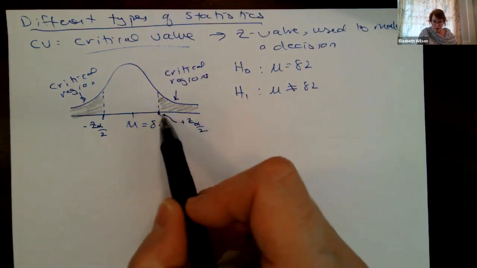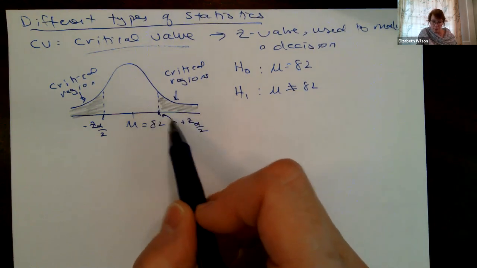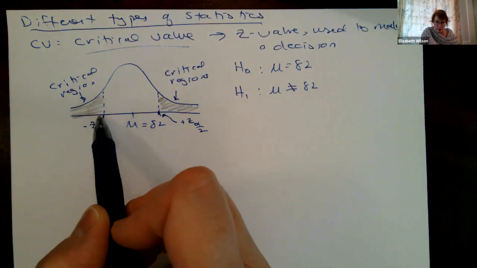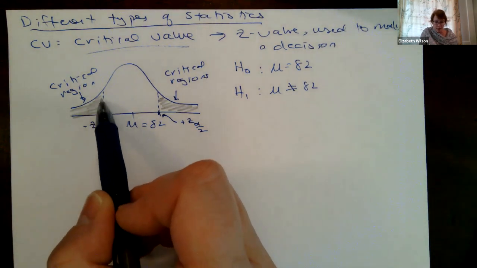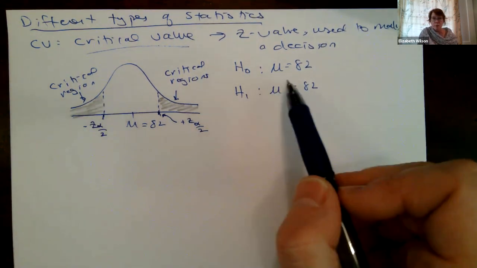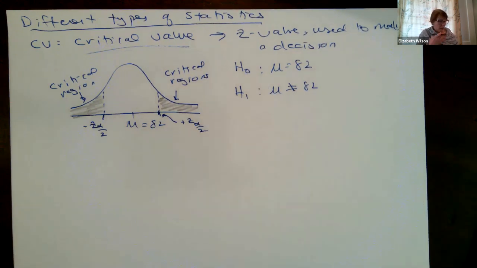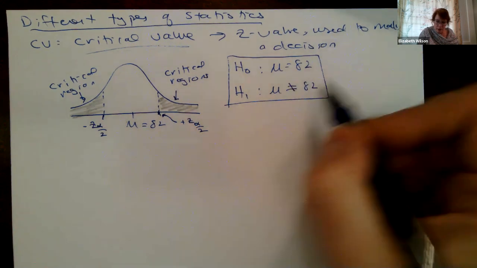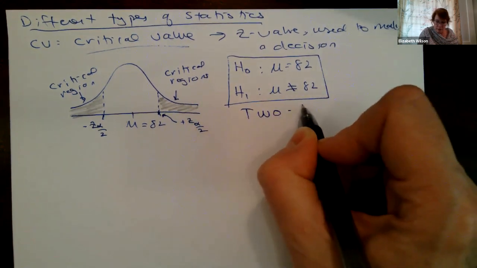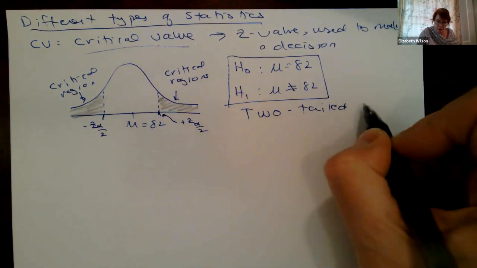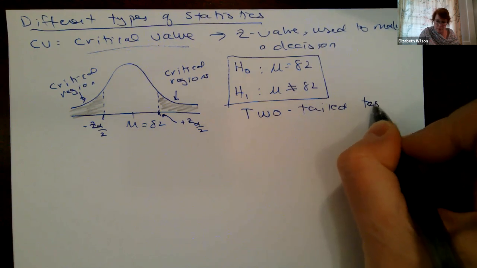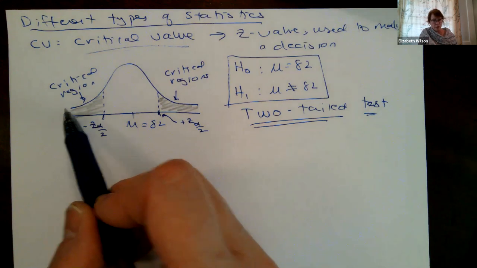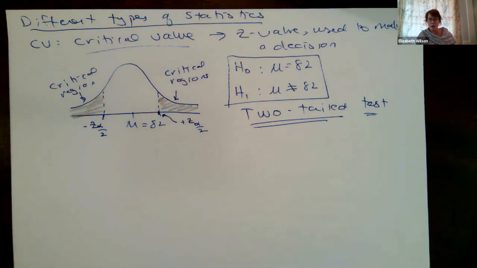Because that Z alpha over 2 is going to tell me, based on my Z table, that this region here is defined as the probability that Z alpha over 2 is less than some critical value. And that comes from what we call a two-tailed test. It's a two-tailed test because I've got the lower tail and the upper tail.